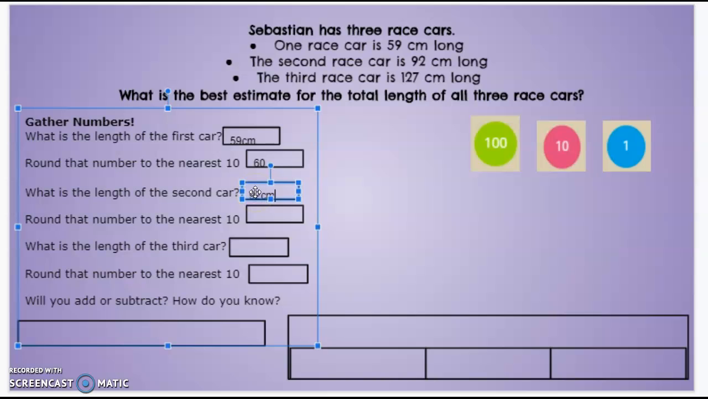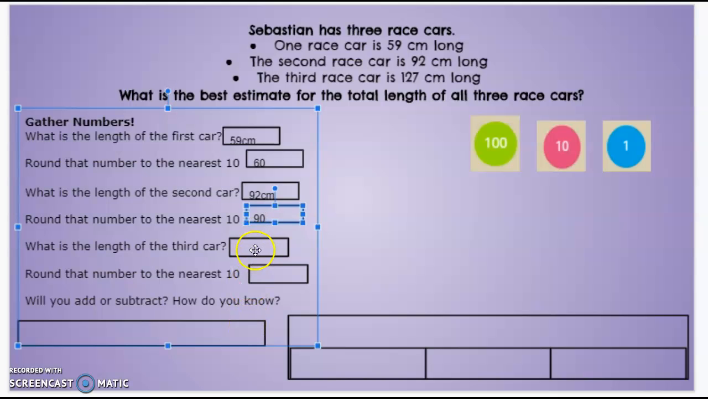What is the length of the second car? 92 centimeters. I'm going to round that again, rounding to the nearest 10. So I'm going to look at my tens place. Then I'm going to look at my ones place to help me determine. 4 or less, let it rest. 2 is less than 4. That means my 9 doesn't have to do anything. It gets to be lazy. It stays the same, and everything else becomes a 0. So 92 rounds to 90.